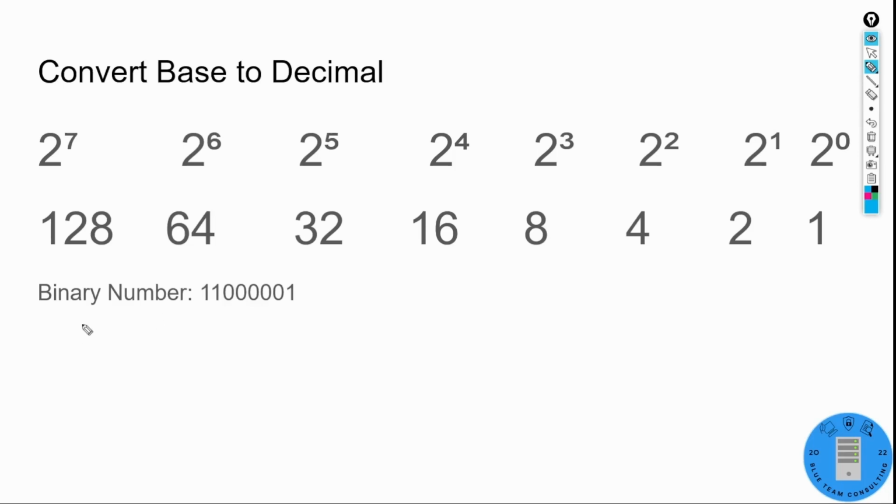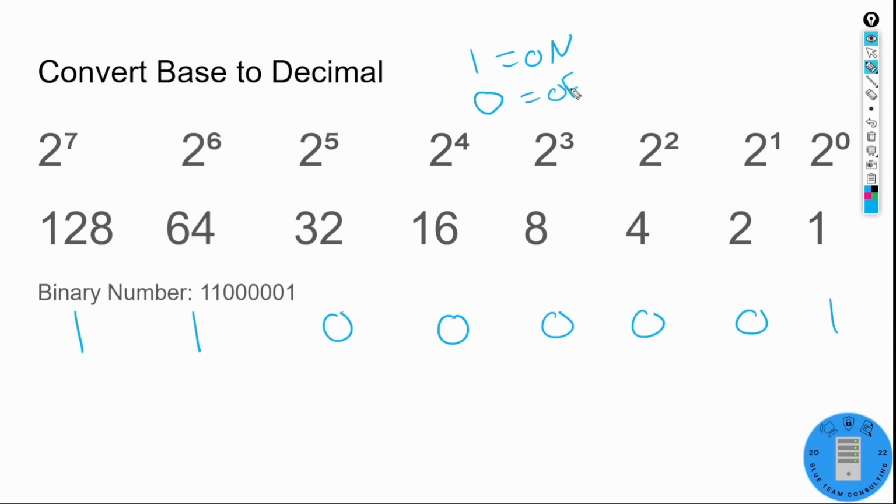So how do we do this? Well, once we write out our 2 to the 7 to 2 to the 0 notation and convert that to a decimal number mathematically, all we do is write out where the bits are placed. So this binary number is 1, 1, 0, 0, 0, 0, 0, 1. In computers, a 1 means the bit is set and it's on. 0 in computers means the bit is not set and it is off.